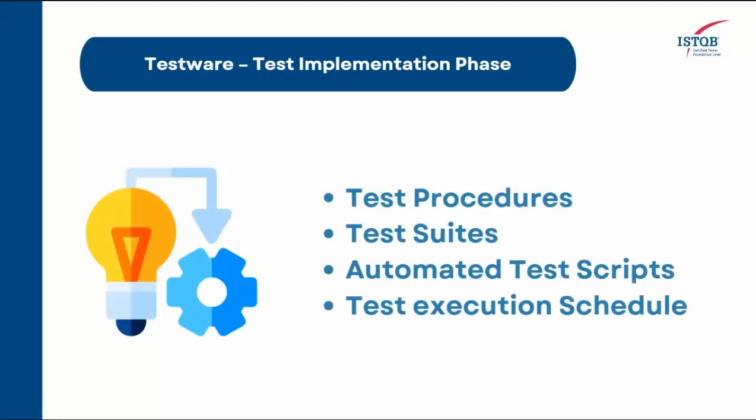In test implementation, we prepare everything for execution. Here, testware includes test procedures and test suites. We might also create automated test scripts if automation is involved. We assemble these into a test execution schedule to keep our tests organized, and we make sure the test environment is ready and functional.